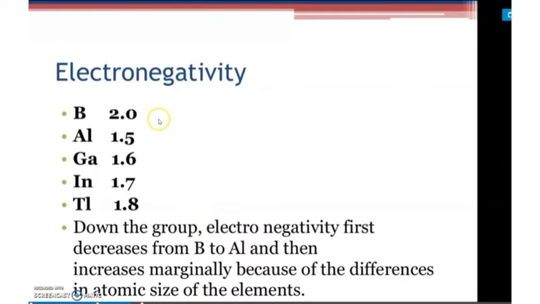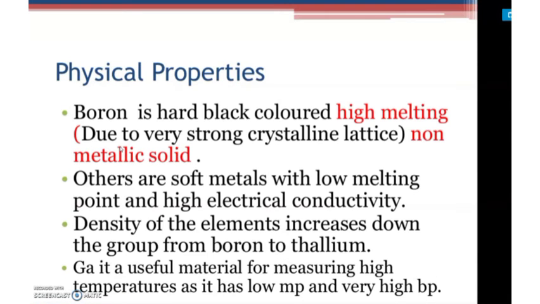From boron to aluminium, it decreases. From aluminium, it is increasing. It is also due to the different atomic size of the atoms. And we'll see the physical properties.